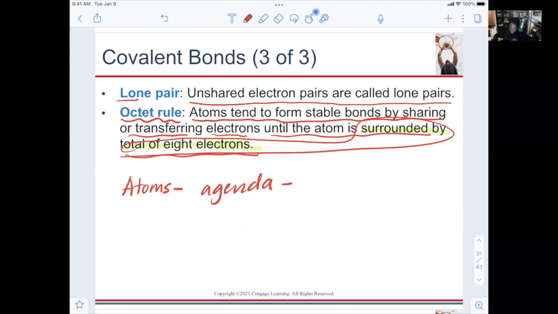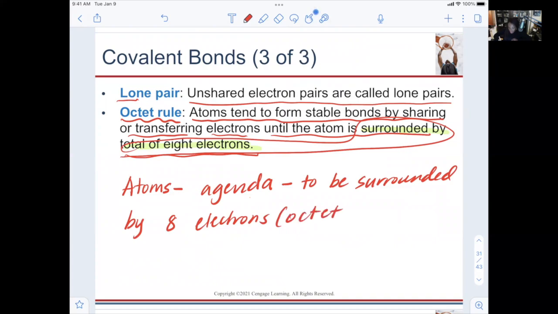So the agenda is to be surrounded by 8 electrons. 8 electrons is also called an octet. Okay, that's their goal, that's the agenda. How do they achieve their goal? We're told here that they achieve their goals by forming bonds.